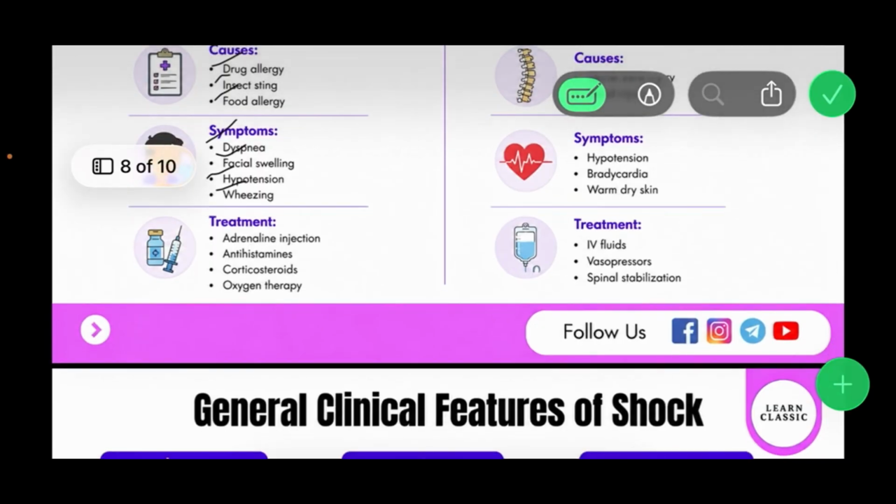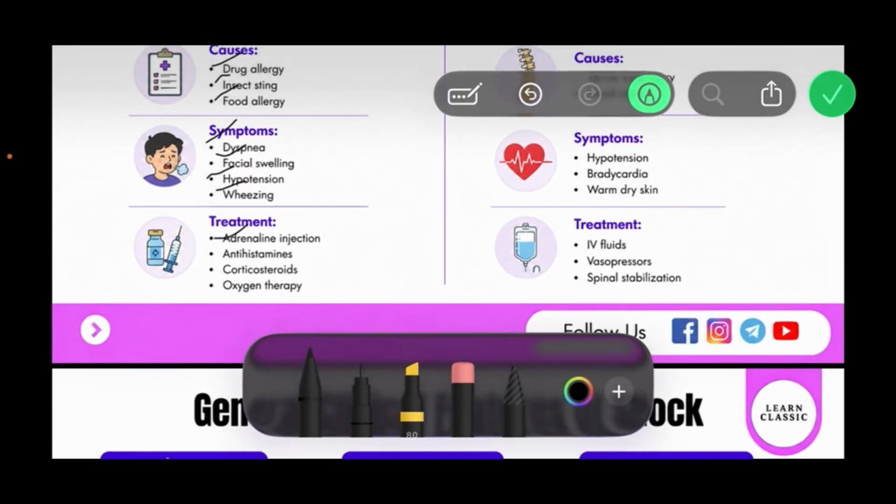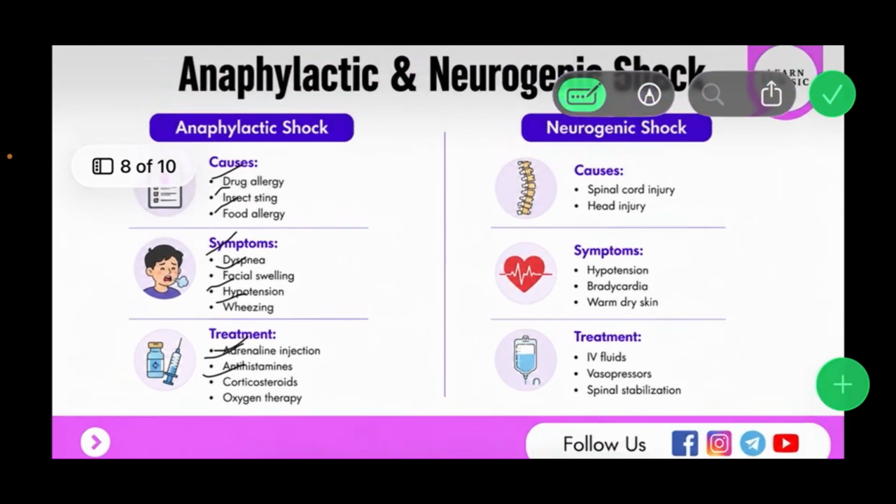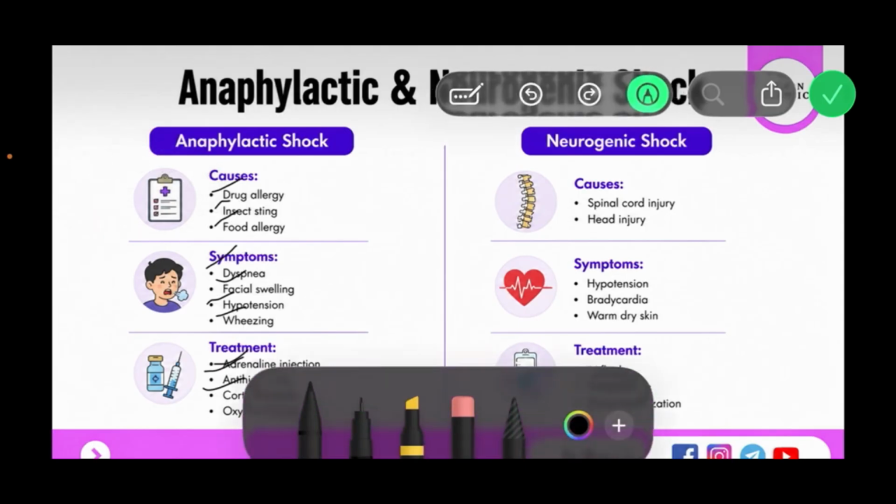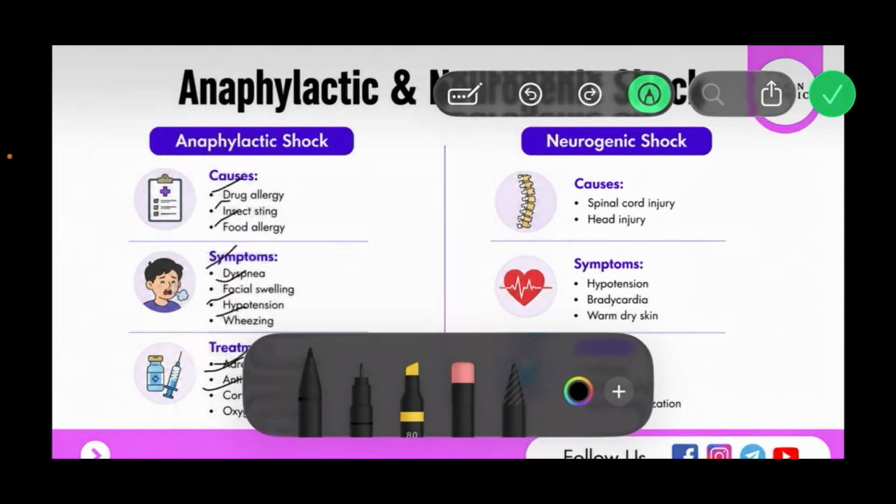Then the treatments are adrenaline, antihistamines, corticosteroids and oxygen therapy. So these are the treatments of anaphylactic shock. Okay, you need to remember one example each of adrenaline injections, antihistamine injections and corticosteroids. Okay, now coming to neurogenic shock, that is caused by spinal cord injury or head injury.